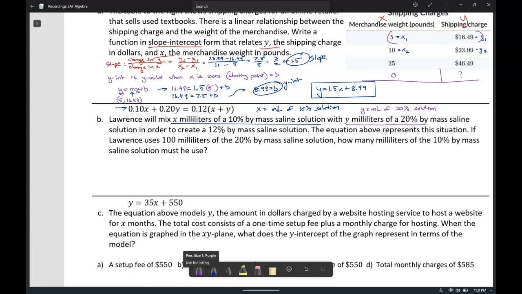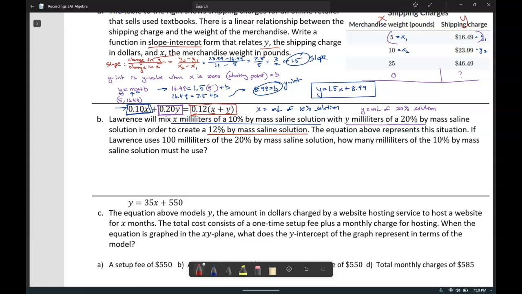And we can see each of these parts represented in our equation up here. We have the 10% mass solution here, 10% written in decimal notation times X. We have our 20% solution. And then when we go ahead and combine them to get our 12% by mass saline solution, we see that combination here where we have the total volume of the two solutions mixed together, and we end up with a 12% mixture. So we're told that this equation represents the scenario.